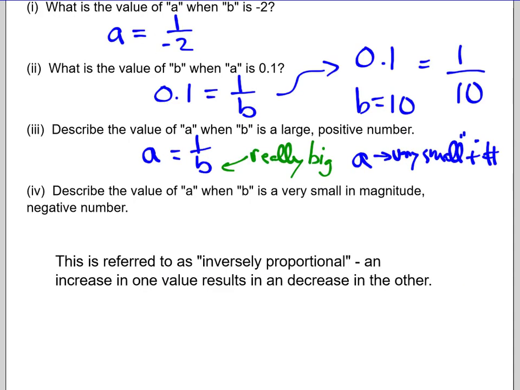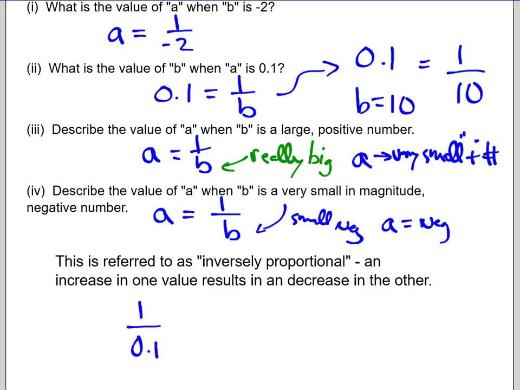Describe the value of a when b is very small in magnitude and a negative number. So we want to look at what is the value of a if we let b be very small and negative. Well, the first thing we should know about a is that it will be a negative number, because we'll have 1 divided by a negative, so a will become negative for sure. We know that part. And now here's the tricky part. If you have 1 and you divide it by very small numbers, you can try this on your calculator, convince yourself and see what happens.